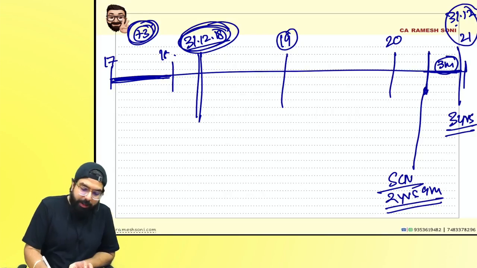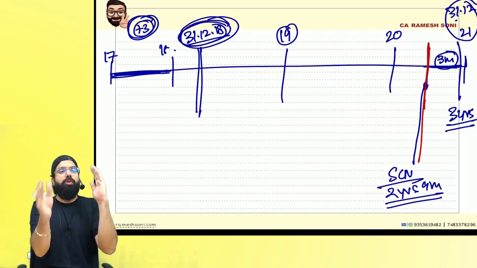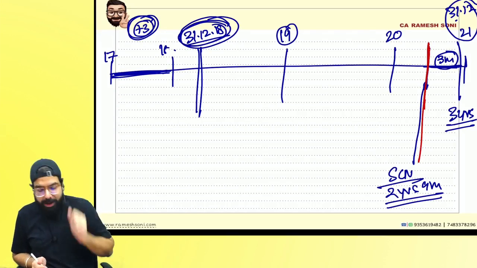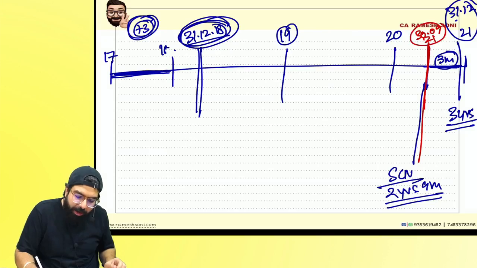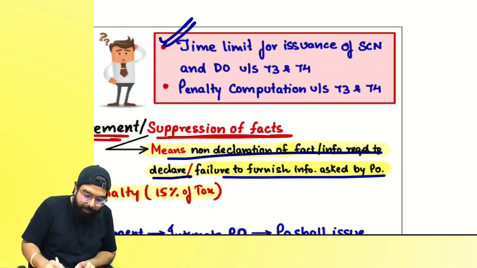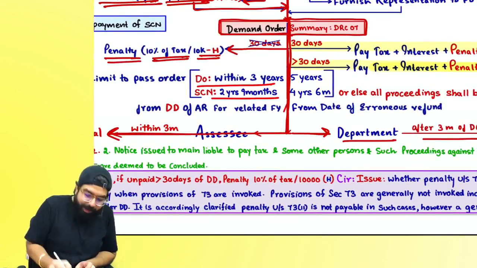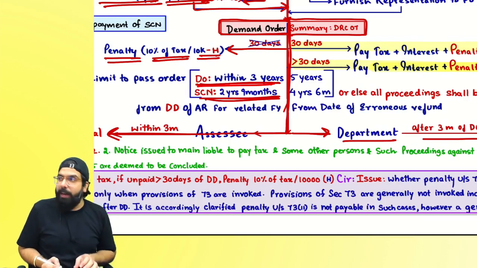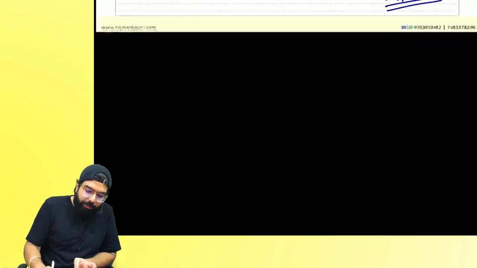Are we clear? The time limit to raise the show cause notice is 3 months prior, which means the distance between the show cause notice and the demand order has to be at least 3 months, and hence the show cause notice time limit will be 30th of September 2021. I hope this point is clear. This is the time limit in section number 73. The show cause notice should be 3 months prior, the demand order is 3 years and the show cause notice is 2 years 9 months in section number 73. Right, everyone? Now we'll talk about section number 74.